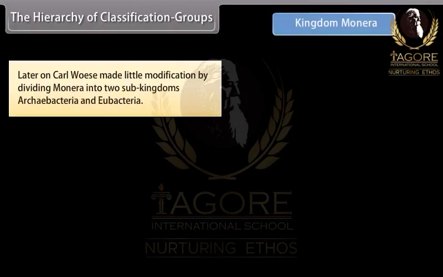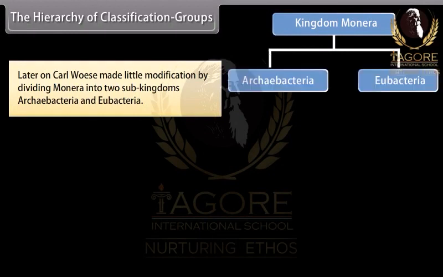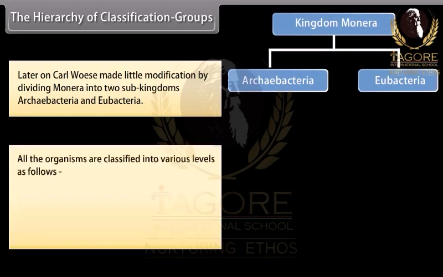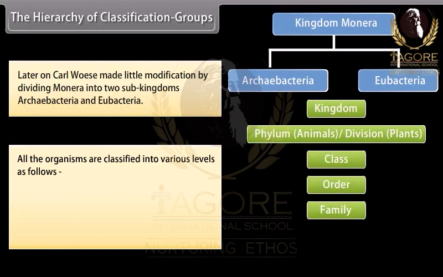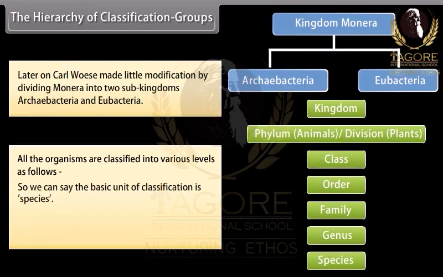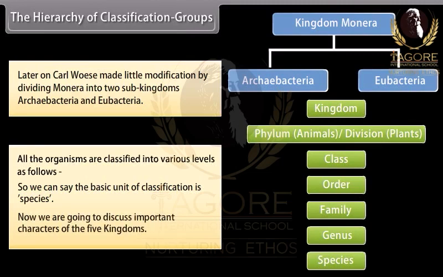Later on, Carl Woese made a little modification by dividing Monera into two sub-kingdoms, Archaebacteria and Eubacteria. All the organisms are classified into various levels as follows: kingdom, phylum (for animals) or division (for plants), class, order, family, genus, species. So we can say the basic unit of classification is species. Now we are going to discuss important characters of the five kingdoms.